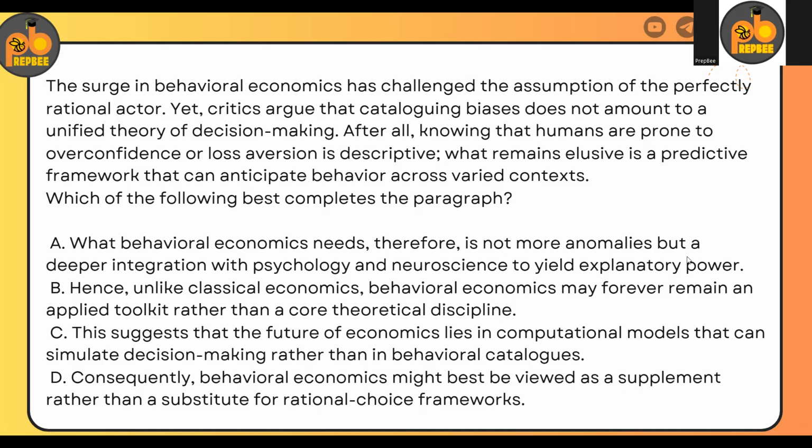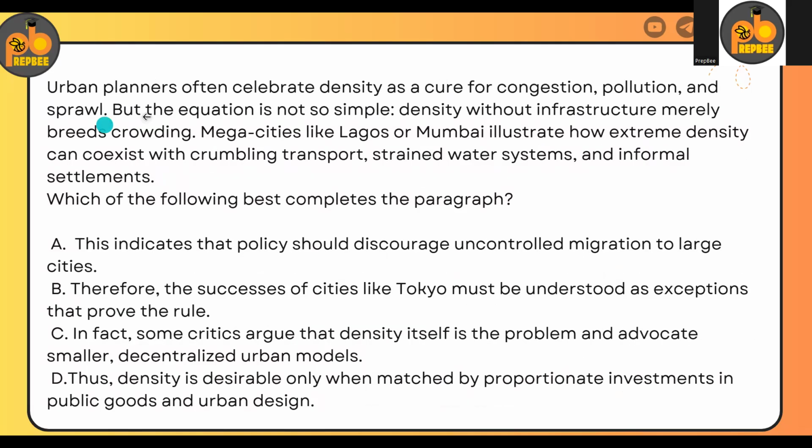Now, urban planners often celebrate density as a cure for congestion, pollution, and sprawl, but the equation is not so simple. Density without infrastructure merely breeds crowding. Megacities like Lagos or Mumbai illustrate how extreme density can coexist with crumbling transport, strained water systems, and informal settlements. Which of the following completes this?